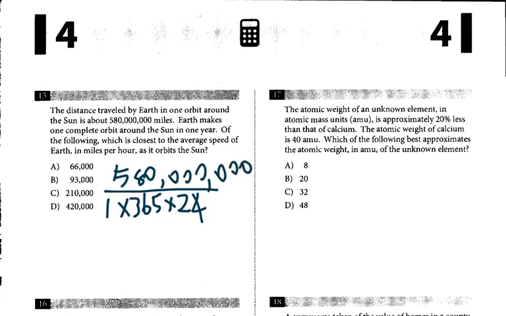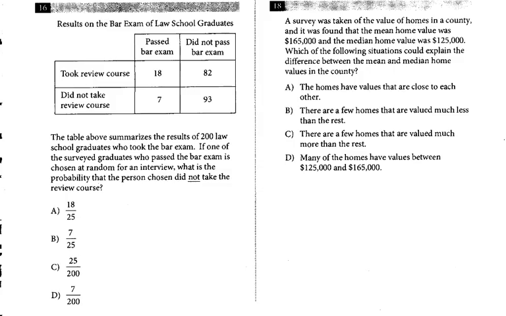Then we divide by this. That's the answer will be A. For number 16, we chose graduates from those who passed the bar exam. So how many people passed the bar exam? It's 25. So among these 25, how many didn't take the review? It will be 7. So 7 over 25 will be the answer.